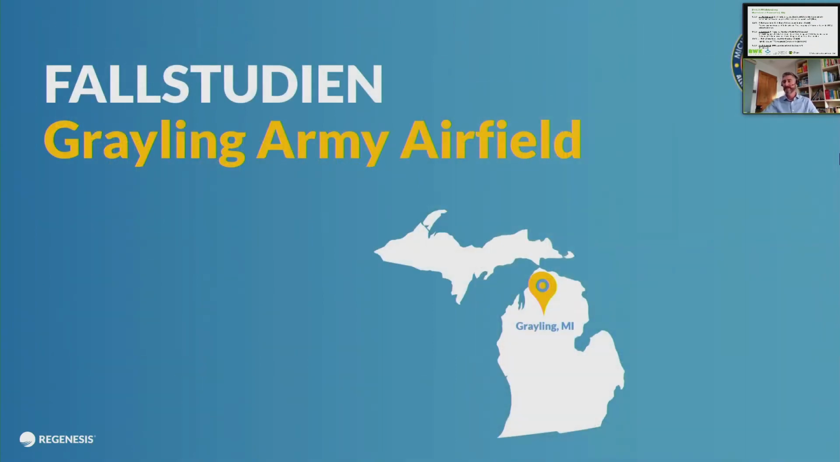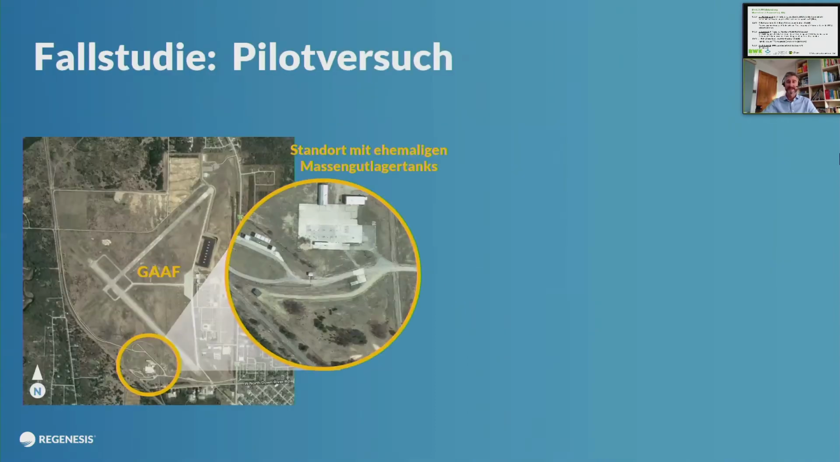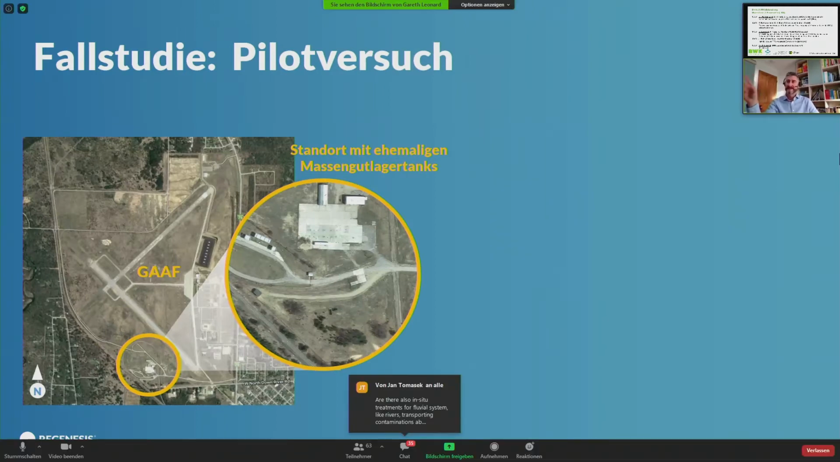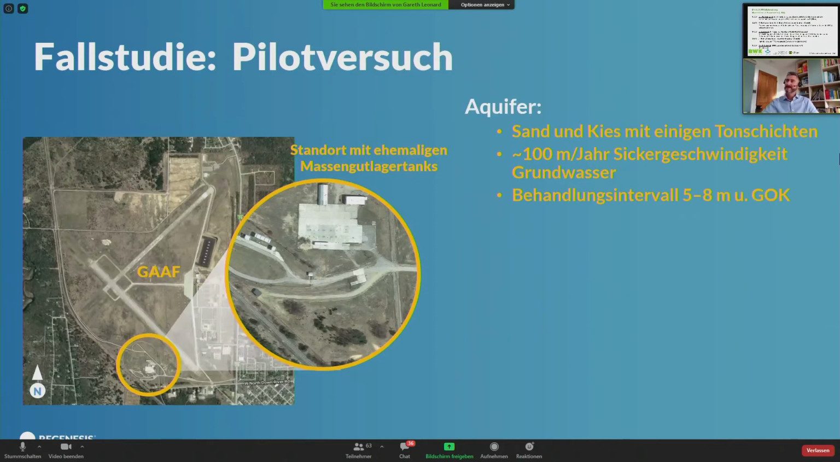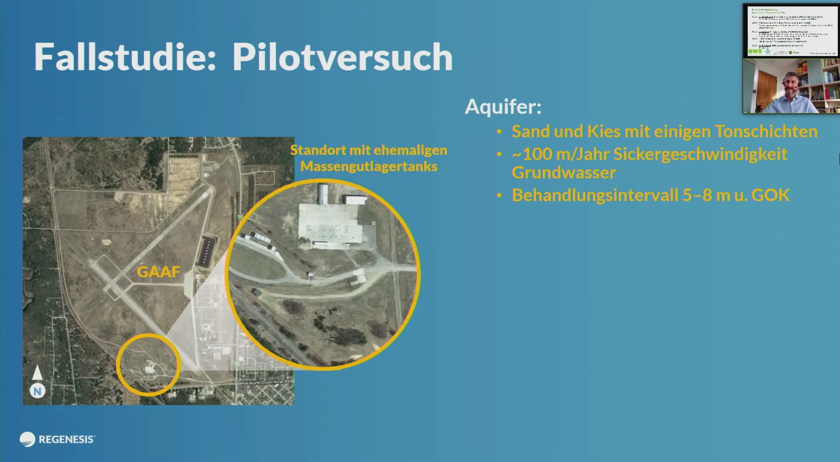So an example, some data that we just got back from Michigan in the US, the Grayling Army Airfield. This is one of the largest military bases in the US. As part of the base, they've got an airfield, and in this part, they have a tank storage area, where they've got a mixed plume of chlorinated solvents and PFAS. So it's a mostly homogeneous sand. There are some clay layers in there. It's fast groundwater flow. The treatment zone is about 5 to 8 meters below ground level.